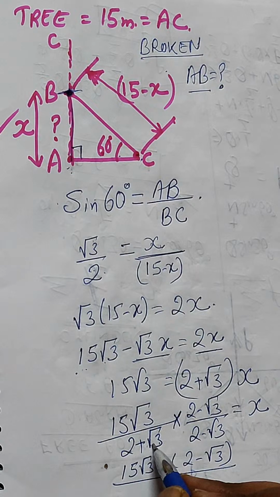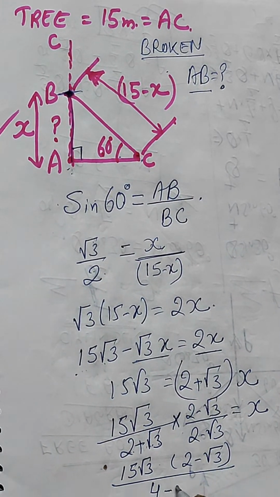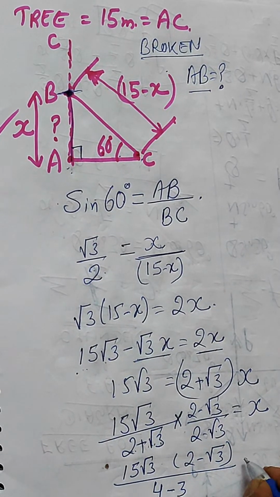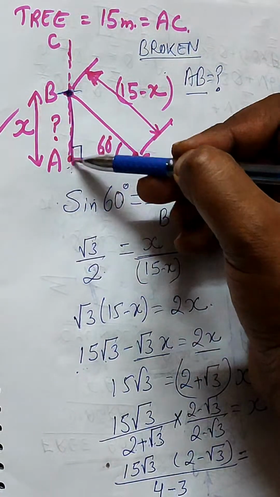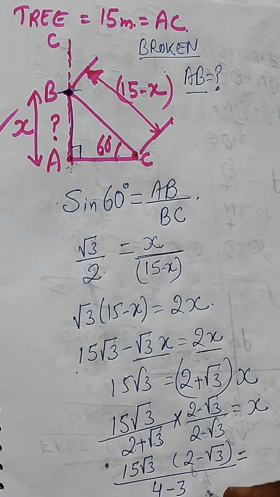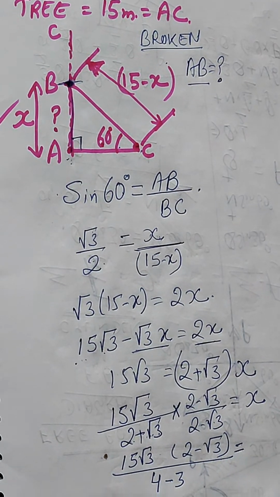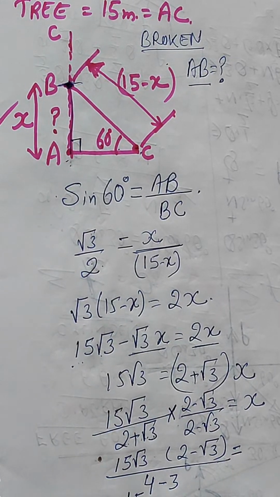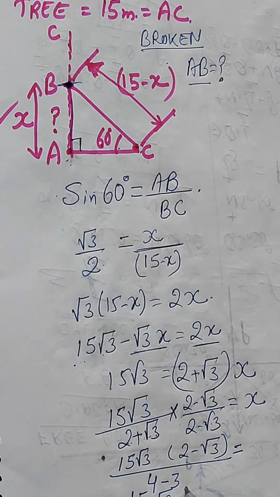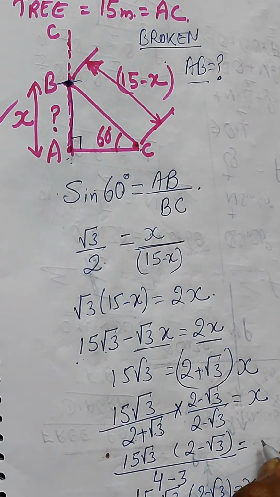Root 3a square will be 3 and 2a square will be 4. So in the denominator it will be 4 minus 3, which will be 1. So this will give you the exact length of the tree from which it was broken, AB, that is 15 root 3, that is 15 root 3 times 2 minus root 3. This is the value of x.